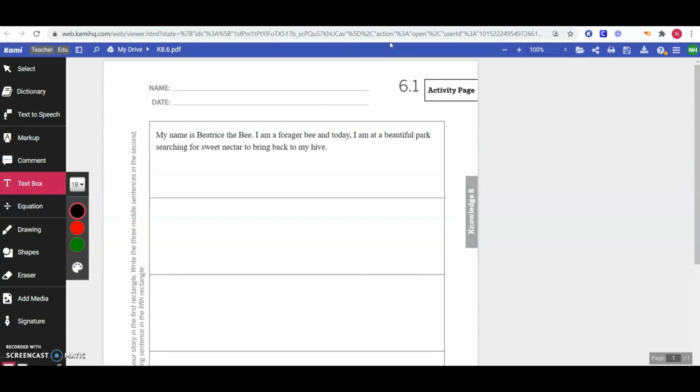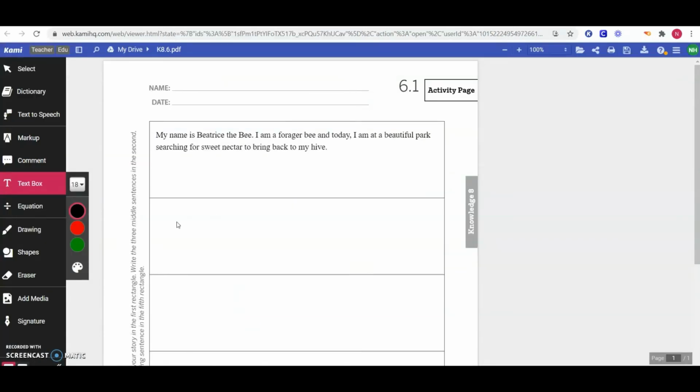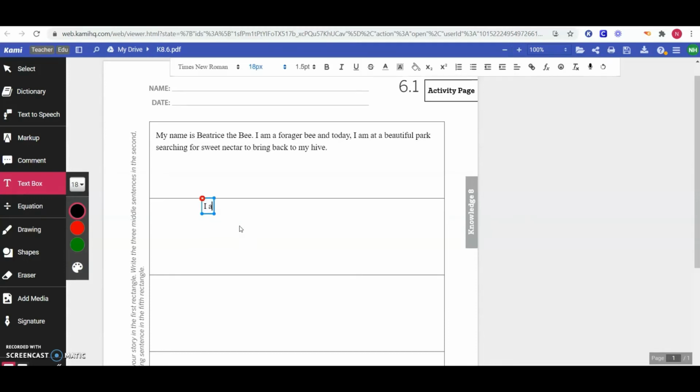Sorry, friends. Let's look back at my plan. What did I say happened at the beginning of my story? So I said she visited 6 different flowers, trying to find the best nectar, and then she finally found one to bring back to the hive. I'm going to say I already searched 6. I'm going to put an emphasis on that to show that she is stressed out or excited about how many flowers she searched. 6 different flowers.